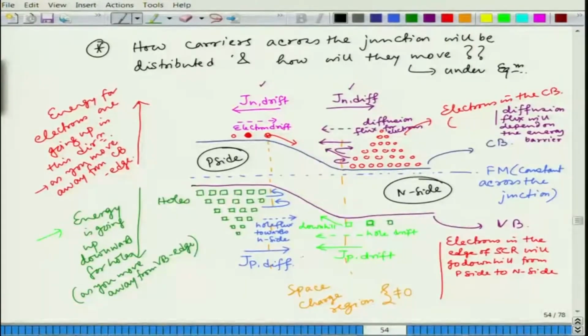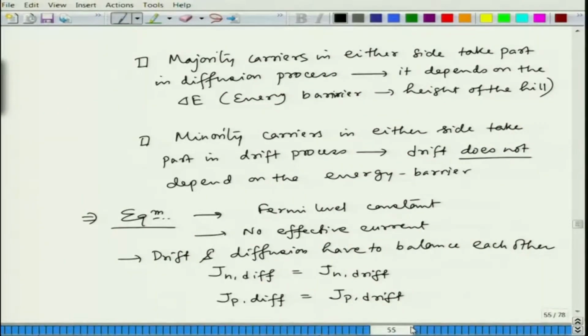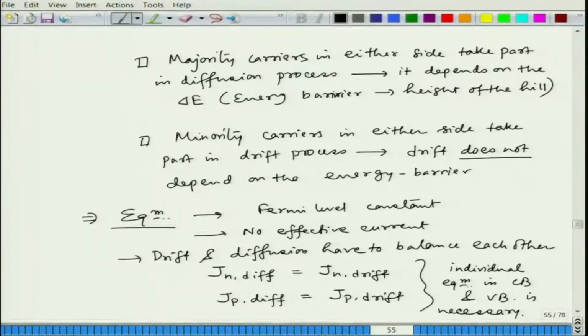So, here you see that J p diffusion and J p drift are in opposite directions. So, they have to match each other in magnitude, and here also J n diffusion is opposing the J n drift. So, again their magnitude has to be equal. Okay. So, this individual equilibrium in the conduction band and in the valence band is necessary, right, and their equality is giving you the equilibrium condition, that no effective transfer of charge.